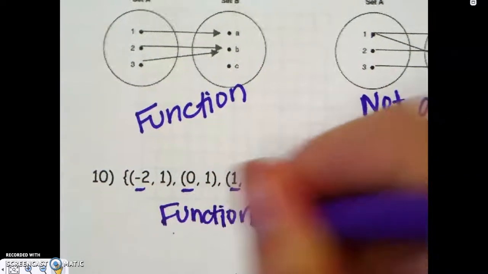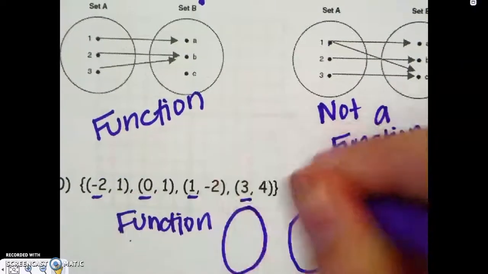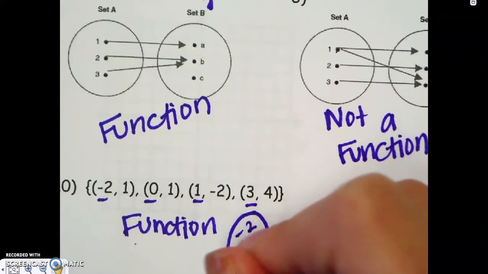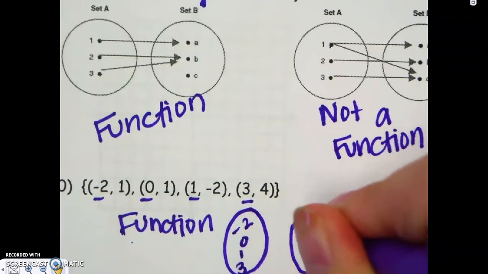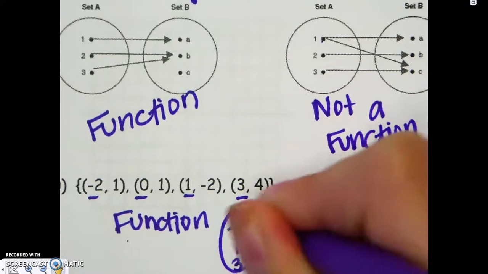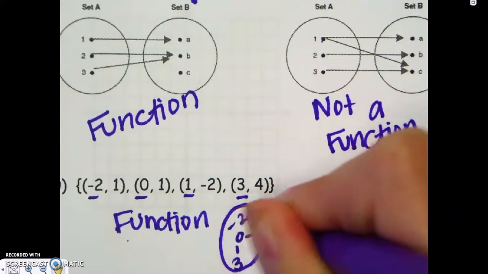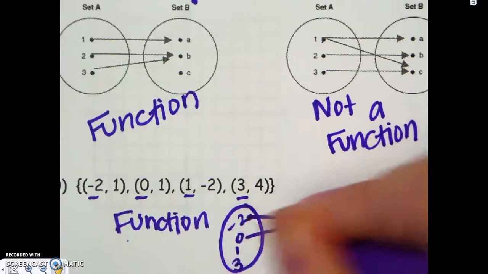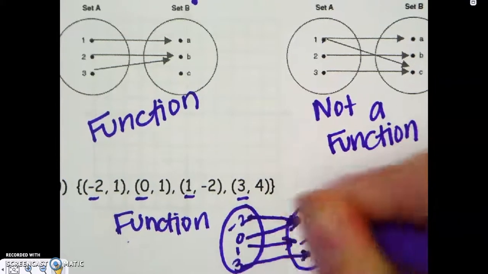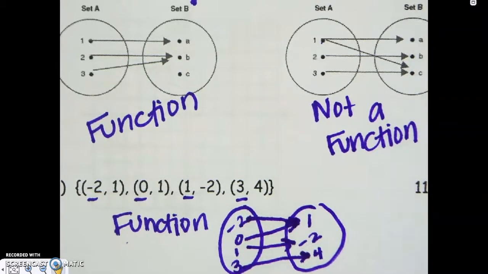You could also, if you wanted to, make mapping diagrams of these and put all your inputs in one. So -2, 0, 1, and 3. And all your outputs here, 1, -2, and 4, and kind of draw arrows. So -2 goes to 1, 0 goes to 1, 1 goes to -2, and 3 goes to 4. And since each input only has one output, this is a function. So you can kind of do it that way too.